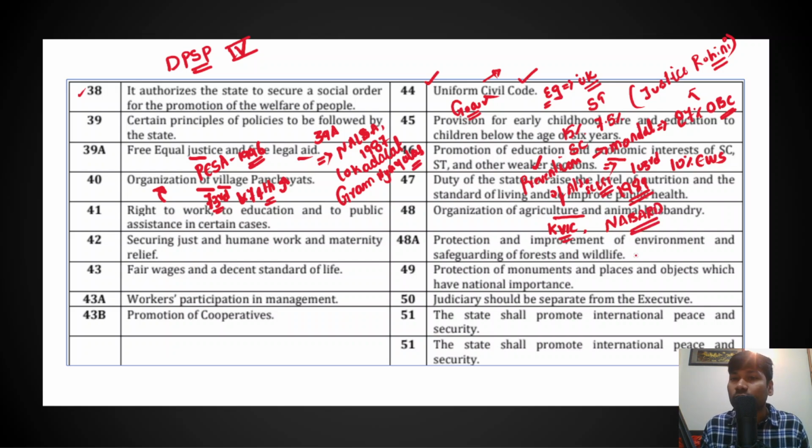And for the protection and improvement of the environment, the Wildlife Protection Act of 1972 has been passed, right? In fact, the Environment Protection Act of 1986 has been passed, and the Biodiversity Conservation Act has been passed in the year 2002, right?